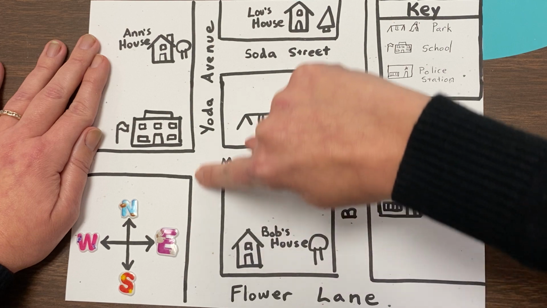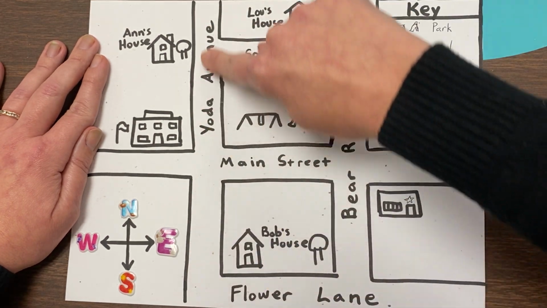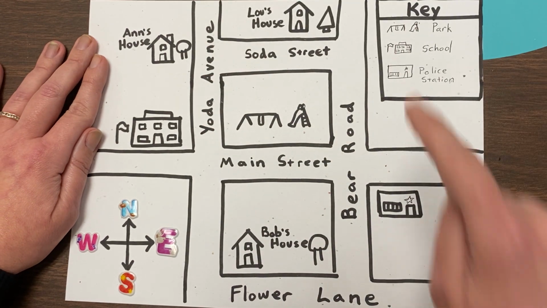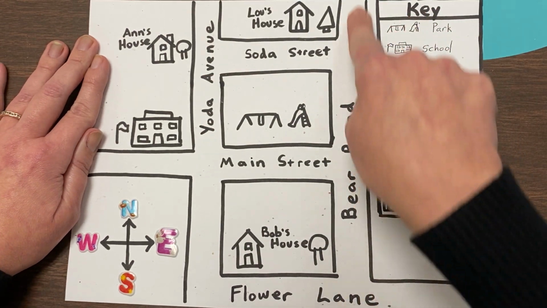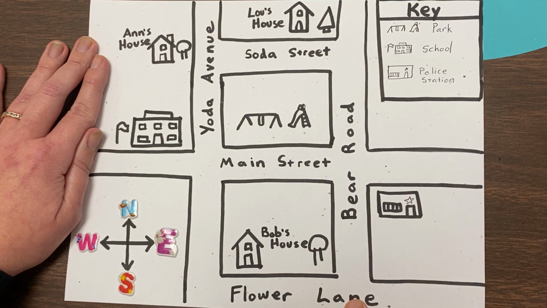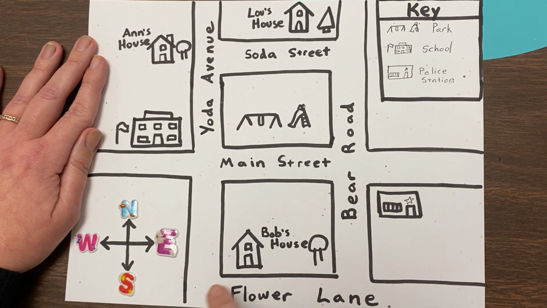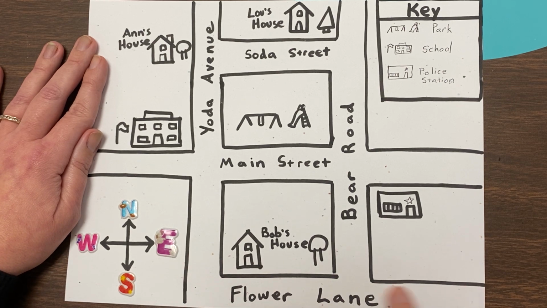I see a street that goes all the way up here, and this whole street is Yoda Street. And this whole long street is Bear Road. At the bottom is Flower Lane. If I'm using my cardinal directions, I would say that this is the most southerly or the south street, isn't it? It's the one the most south is Flower Lane.